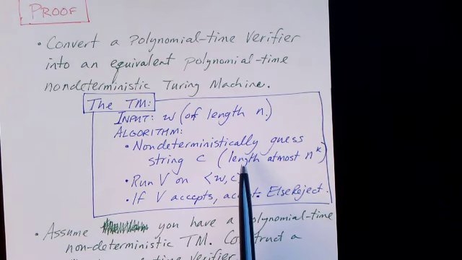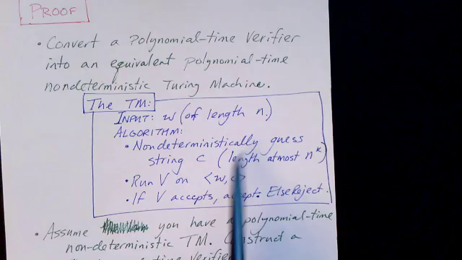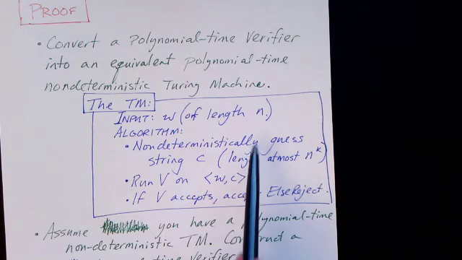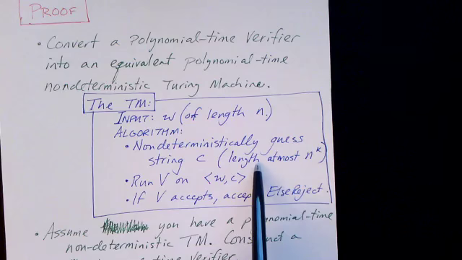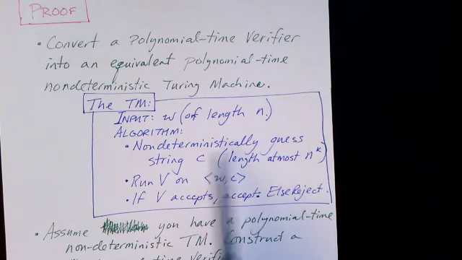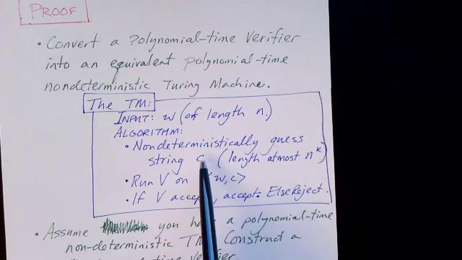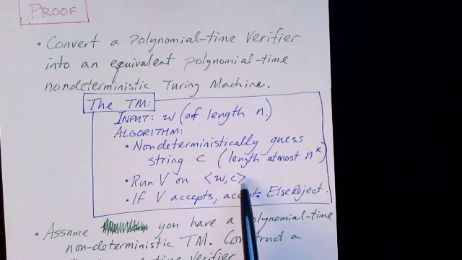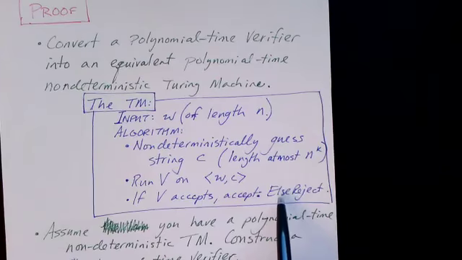Okay, we may have exponentially many strings, but because of the non-determinism and all the branching that we're allowed, we can create one string on a branch that's at most polynomial in length with respect to the length of the input. So we non-deterministically guess the string C on one branch of the non-determinism, and then we run V on the pair, and if it accepts, we accept, otherwise we reject.